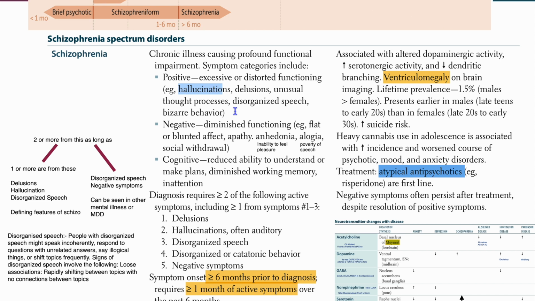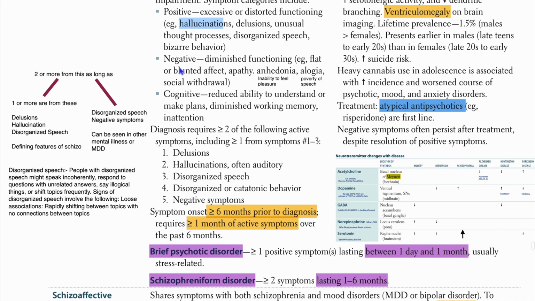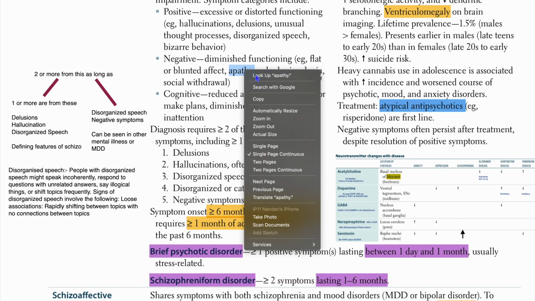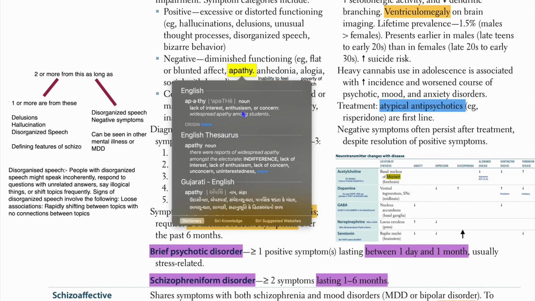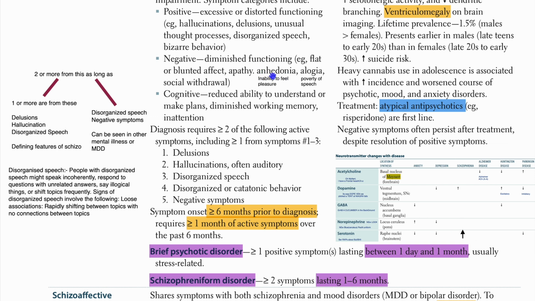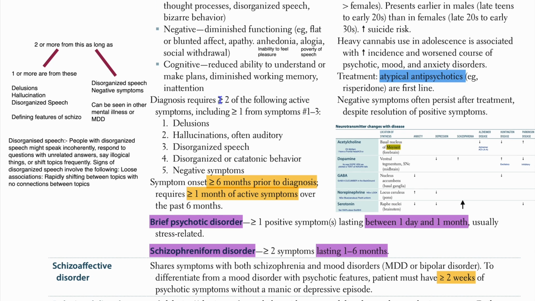Then you have the negative ones. These are diminished functioning, for example, flat or blunted affect, or apathy. Apathy is like they don't care. So lack of interest, enthusiasm, or concern. And anhedonia, that's inability to feel pleasure. Alogia, it's poverty of speech, and social withdrawal. Cognitive symptoms are reduced ability to understand or make plans, diminished working memory, and inattention. I think I have that right now. Okay.